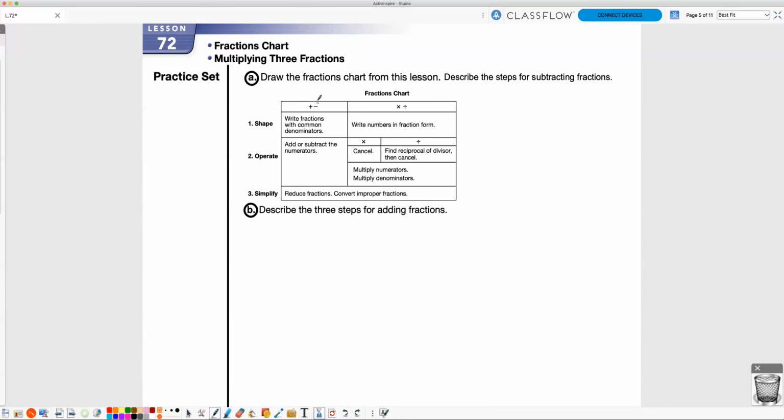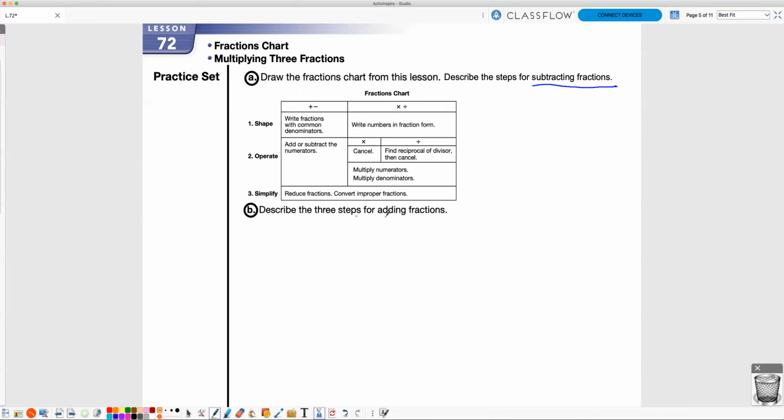All right, if you chose to use the fractions chart, you would look at the subtraction method. Step 1, the shape: write the fractions with common denominators. Step 2 is the operate, which is then subtract the numerators. And step 3 would be simplify by reducing the fractions and converting improper fractions. Those would be your 3 steps you would have to take to subtract fractions.